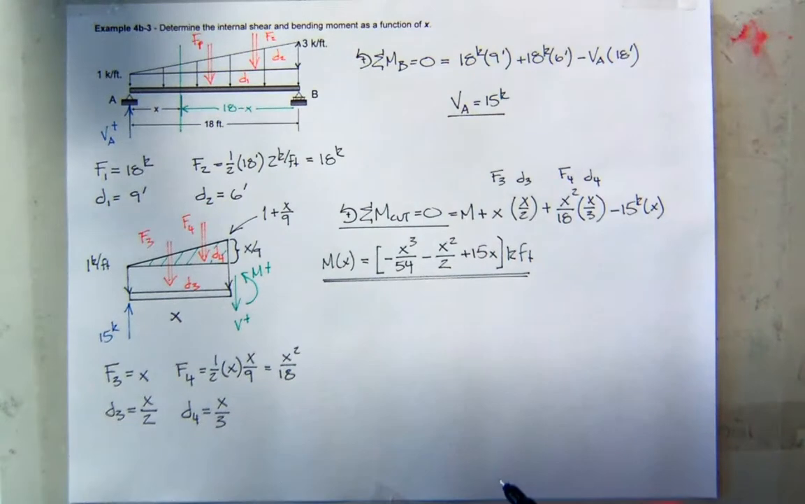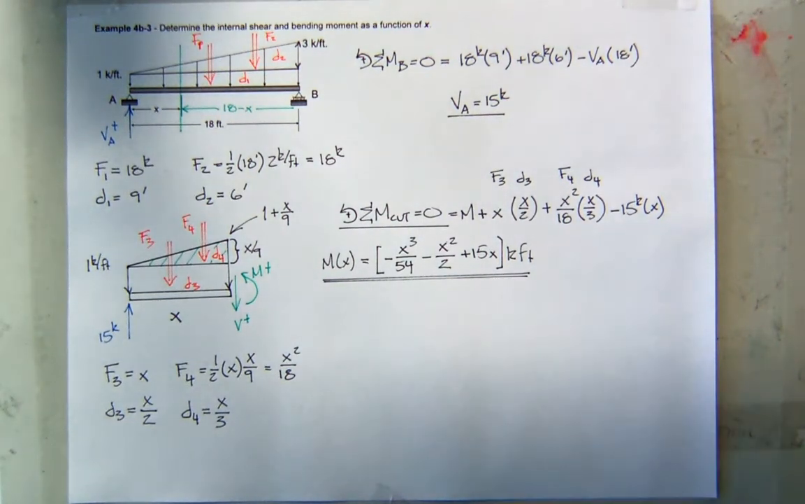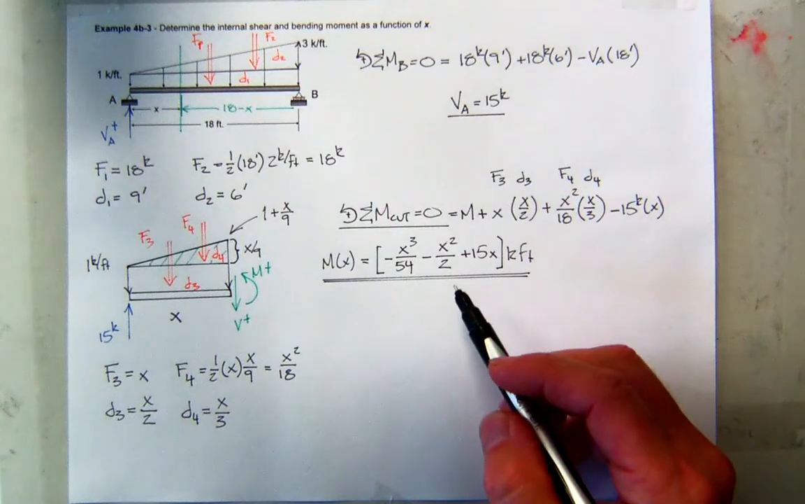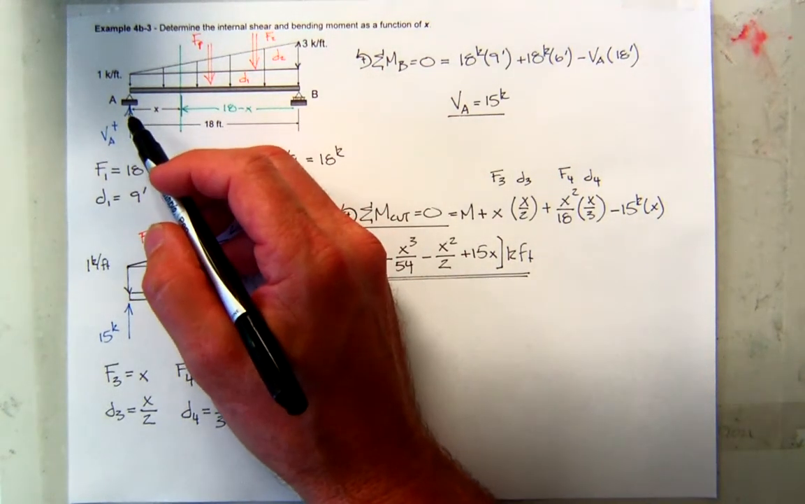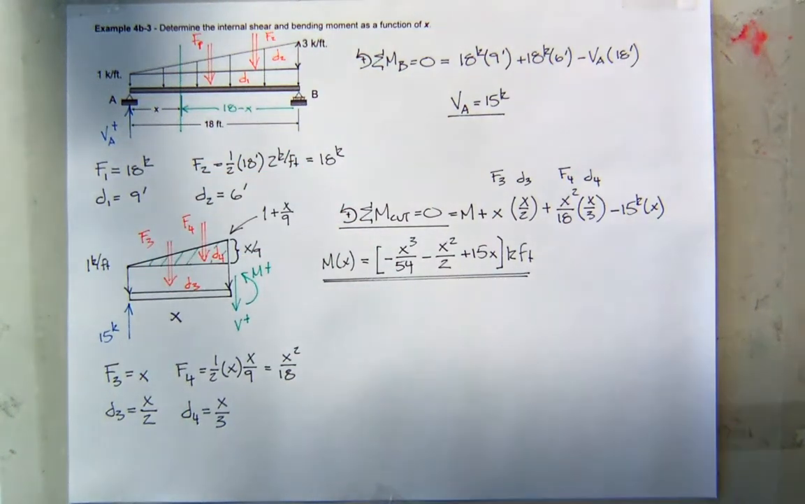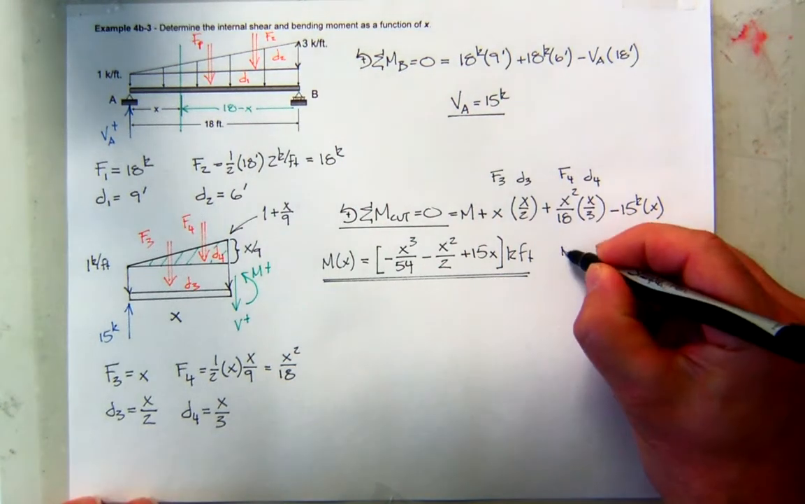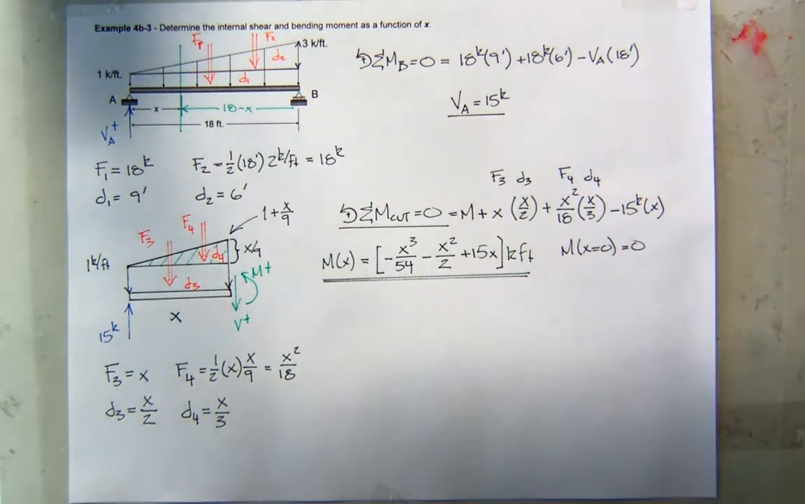Mr. Morris, can we check that? Yes. How can we check it? 0. What does that mean, 0? The moment is 0 at 0. So you're saying that the moment at a pin should be 0. Yes. And this pin is located at x equal 0. So you put in x equals 0, what do you get? 0. Yeah. What else? Can we check it somewhere else? Oh, yeah. So we just checked that moment at x equals 0 should be 0, and our equation says yes.